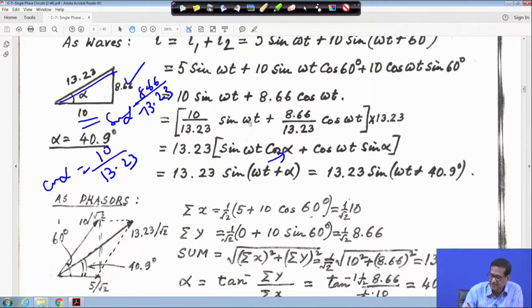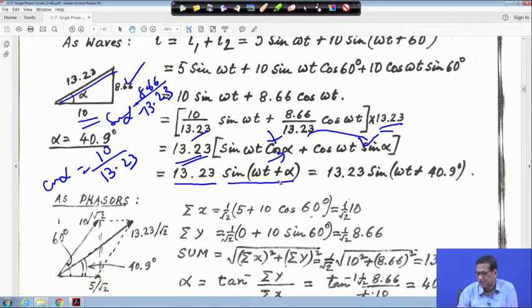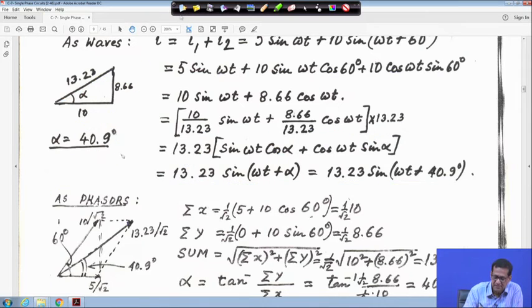So, that is why here this one is replaced by cos alpha and this one is replaced by sin alpha, right, and this is multiplied by this 13.23. So, it is sin A cos B plus cos A sin B. So, that is 13.23 sin(omega t plus alpha), that is 13.23 sin, with alpha 40.9 degree, because if cos alpha is equal to 10 by 13.23, alpha will be 40.9 degree. So, let me clear it. So, alpha is equal to 40.9 degree.